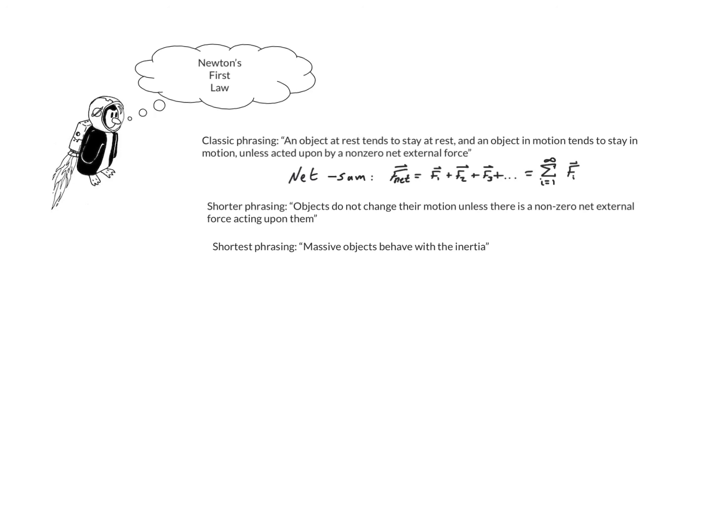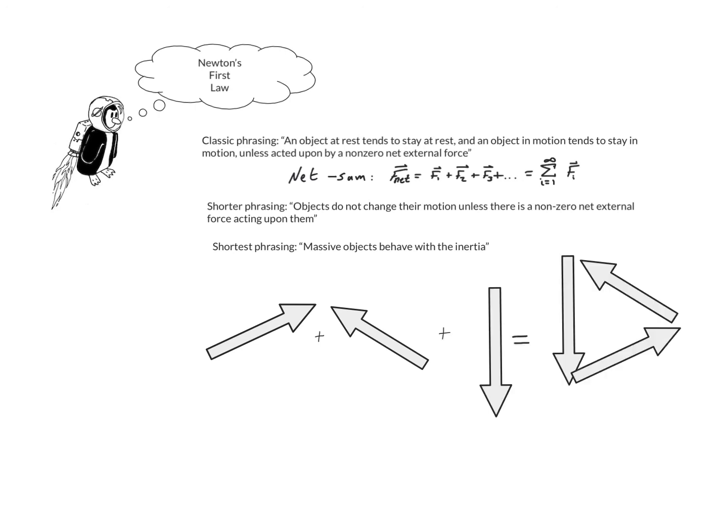It's worth reminding you at this time that when adding vectors, which we will be doing a lot of with forces to find net forces, you have to take into account the direction. So when vectors are added, they are added head to tail. In this case, the three vectors add up to 0, giving us a net force of 0.